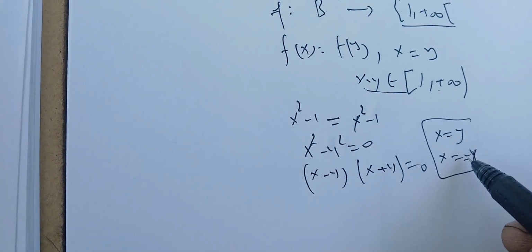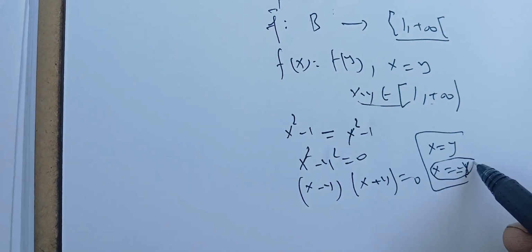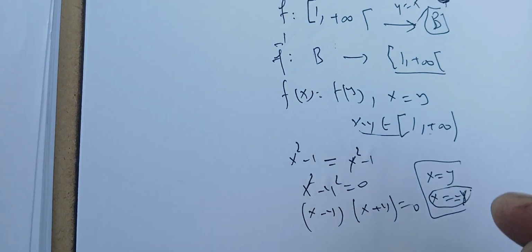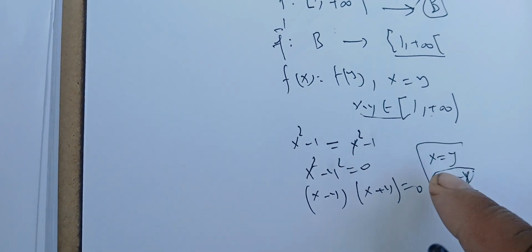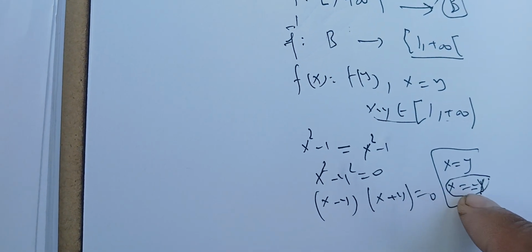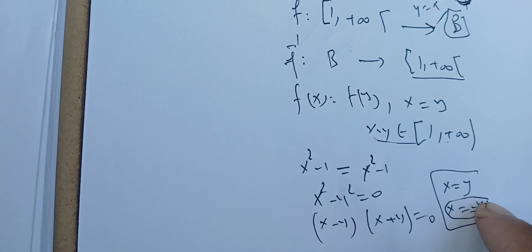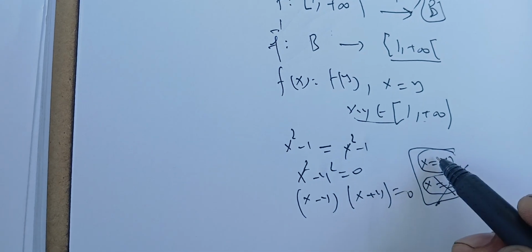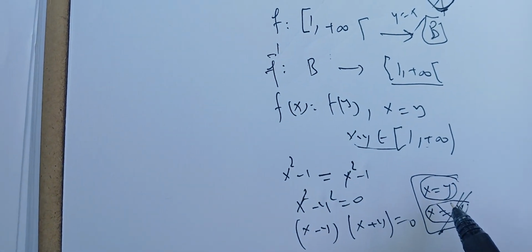We can't have x is minus y because both of them are in this interval and they have to be positive. This condition would require that one has the opposite sign of the other. That's why we reject this one, and the only one left is x is y. And this proves that f is injective.